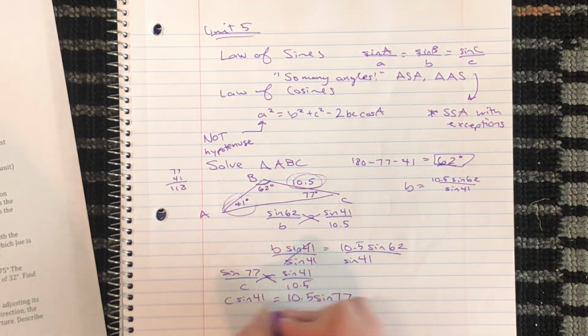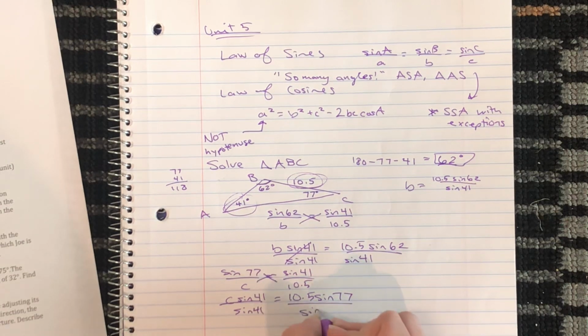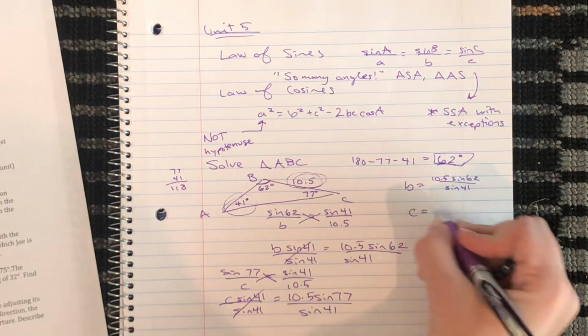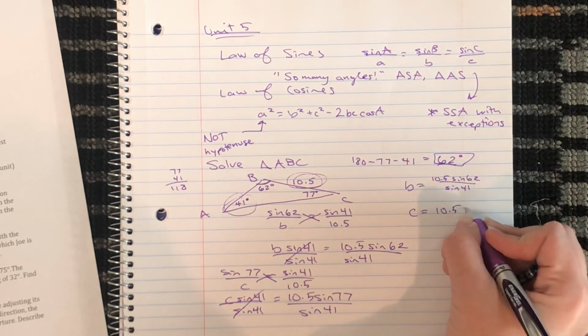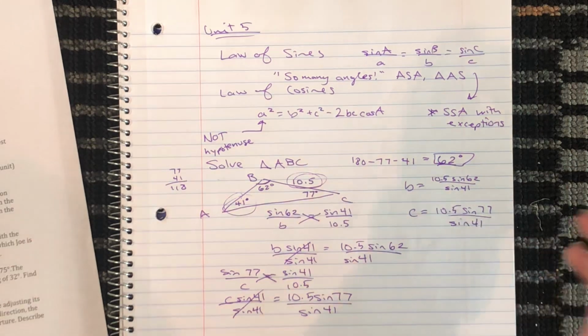And you would then solve for C by dividing by sine of 41. Again, something you can plug into a calculator. I'll write that over here on the side. We got 10.5 sine of 77 divided by sine of 41. So that's a law of sines practice.